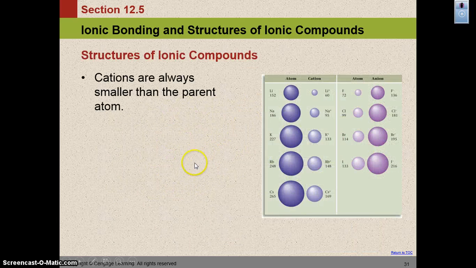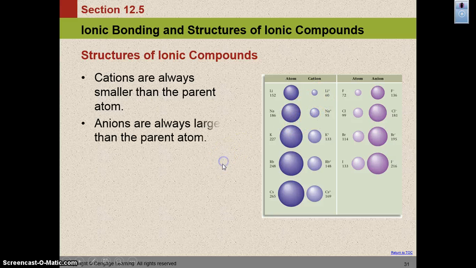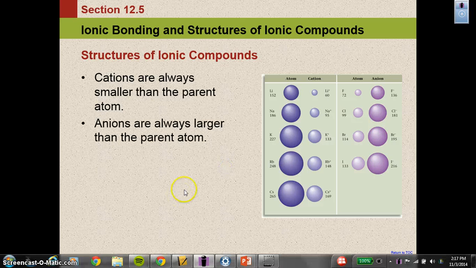When we look at the cation compared to its atom, cations are always smaller than the parent atom. Here we see lithium and lithium ion, sodium and sodium ion. Anions, on the other hand, are always larger. Here's fluorine, and here's the fluoride ion. You notice the size difference. This size difference should make sense, actually.